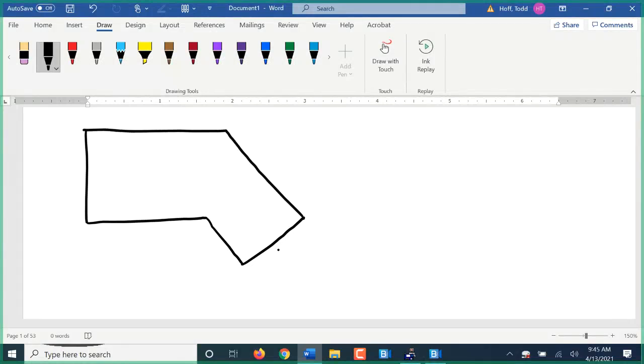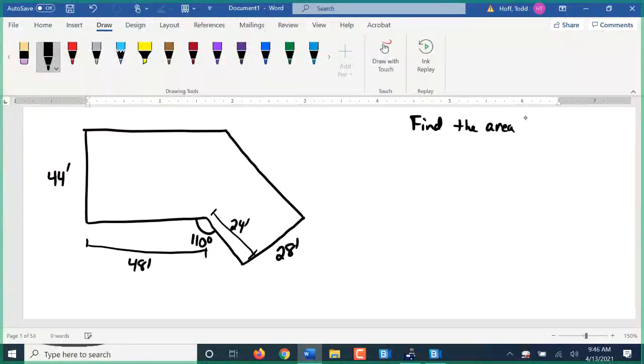What we're going to work on today is a similar problem, where this angle here is going to be 110 degrees. I'm going to give you that this length here is 48 feet. This length here is going to be 24 feet. This span over here will be 28, and this over here, well, let's make it 44. You want to find the area of the floor.